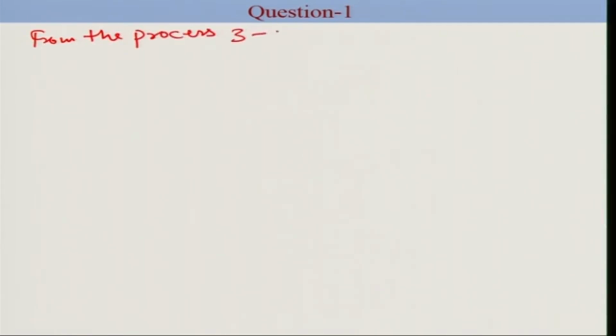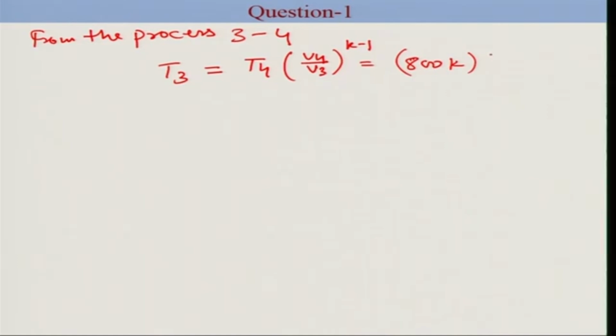From the process 3 to 4, which is an isentropic expansion, T3 will be T4 times V4 upon V3 to the power k minus 1. We know T4, which is 800 Kelvin given in the question. Compression ratio is 9.5 to the power 0.4. So from here we get the temperature of state 3 as 1969 Kelvin.